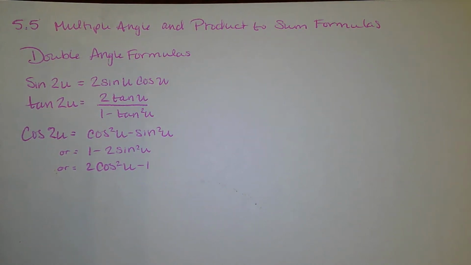These are something called the multiple angle formulas. These are the double angle formulas. We're going to do a half angle formula. There's just a ton of formulas.